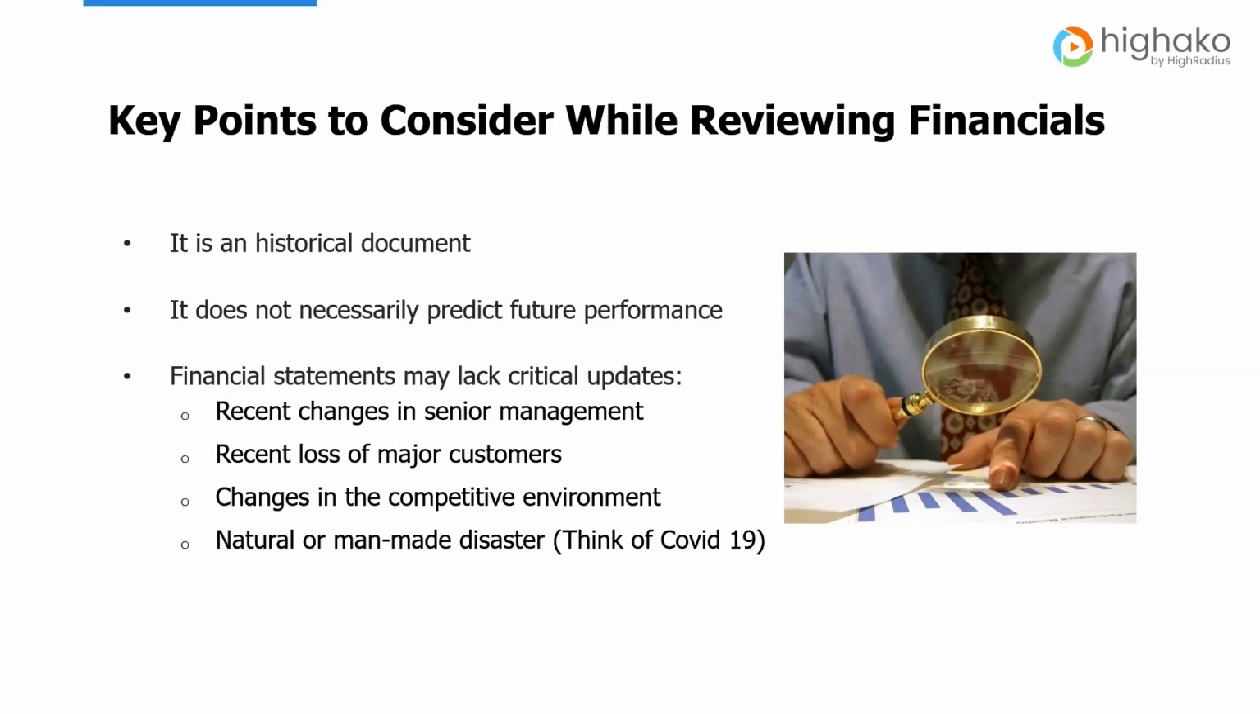The competitive environment could have changed. Another company could have come into the market with a superior product, really taken away a lot of market share and revenue potential for the company in the future. You're not going to see that on the financial statement. There could have been a natural or man-made disaster that's affecting their revenues. Just think about the COVID-19 virus.